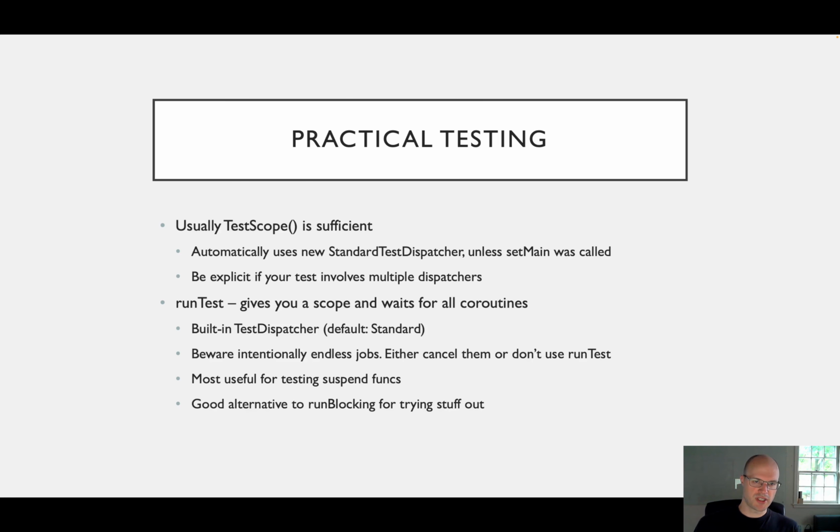So in general, run test is most useful, I would say, if you're just testing suspend functions, because it just gives you that scope so you can start calling suspend. It's useful in other cases. It's kind of a case-by-case basis. You could decide if it makes your code nicer or not. I'll show examples of these. And this is the alternative to run blocking that I recommend you try out. So if you want to screw around with coroutines just to see what happens, write unit tests, and then you can use run test as an alternative to run blocking.